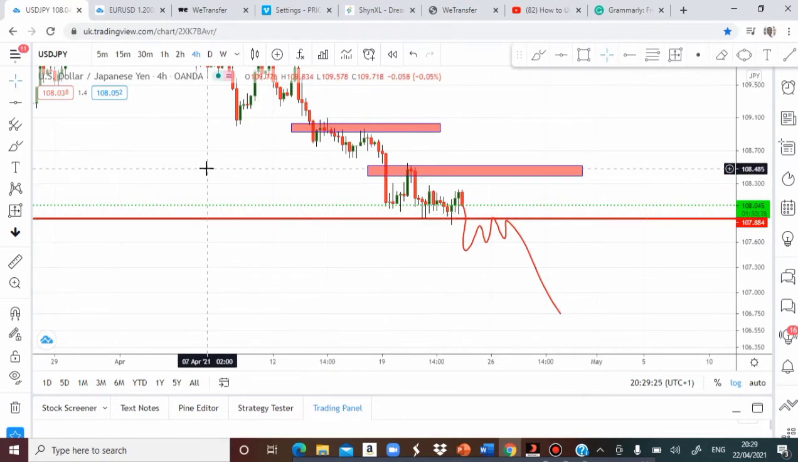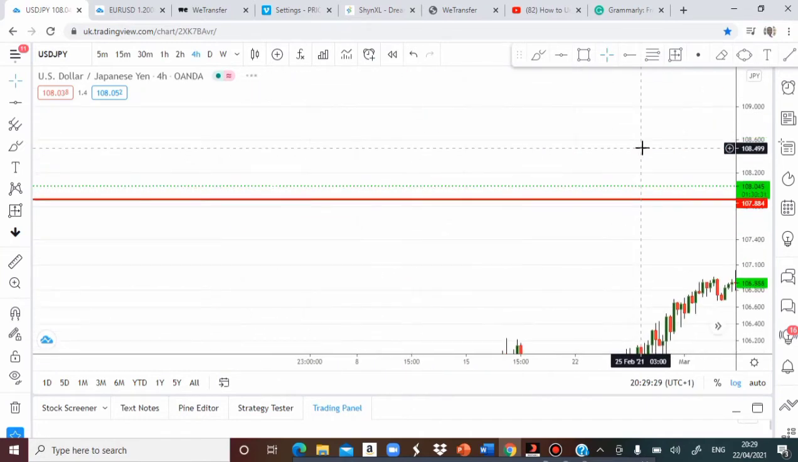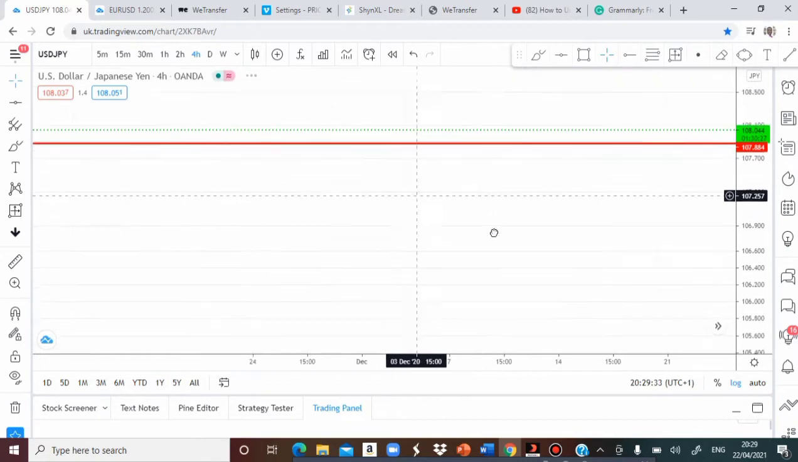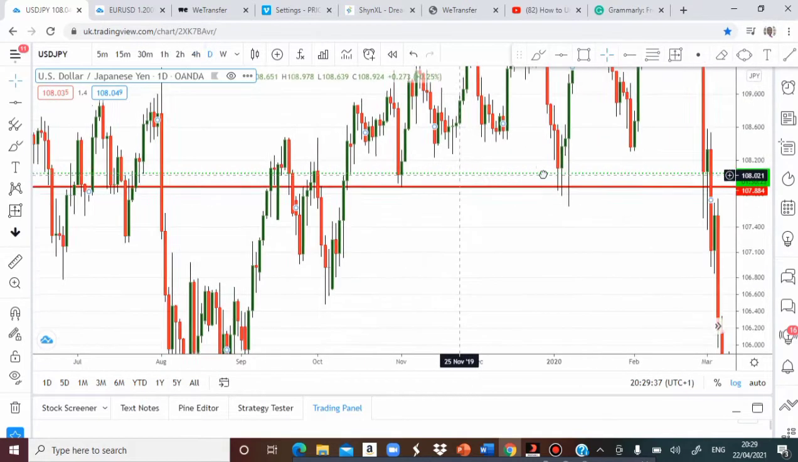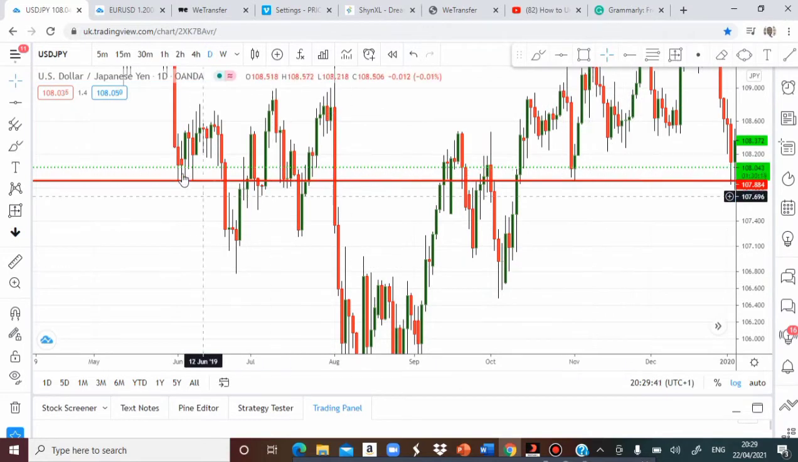If you go back in the history of the market, let's go back and see the history of the market. Okay, let me use a higher time frame. Okay, if you go back to the history of the market, this is a zone. Look at what price did. This is a zone. This is actually a zone.